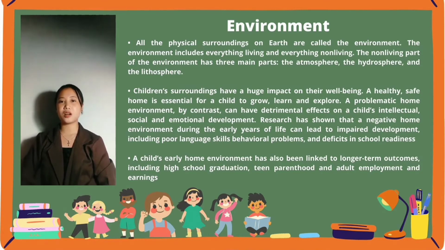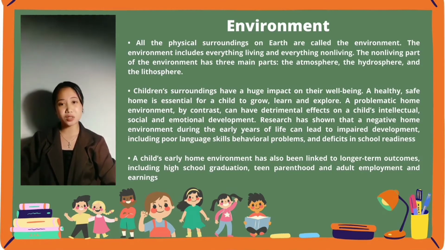All the physical surroundings on Earth are called the environment. The environment includes everything living and everything non-living. The non-living part of the environment has three main parts: the atmosphere, the hydrosphere, and the lithosphere. So why is environment one of the factors affecting individual differences of each child?